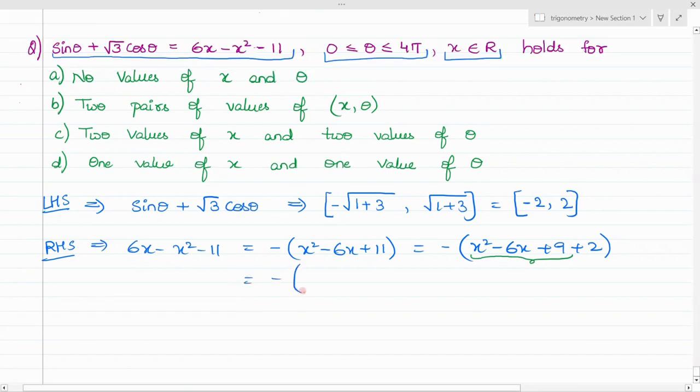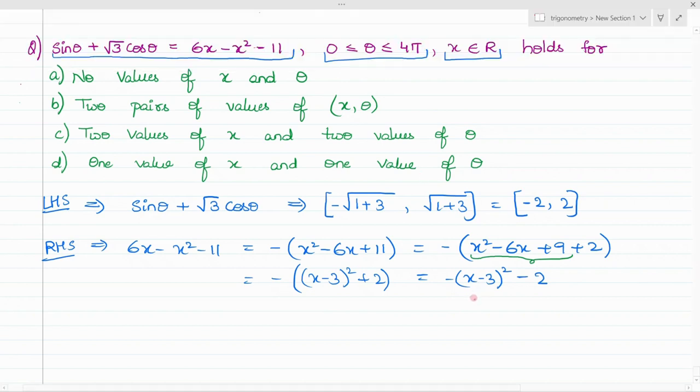So we can write it here, x minus 3 whole square plus 2, and this can be written as minus x minus 3 whole square minus 2. Now, to this equation, what will the range be?